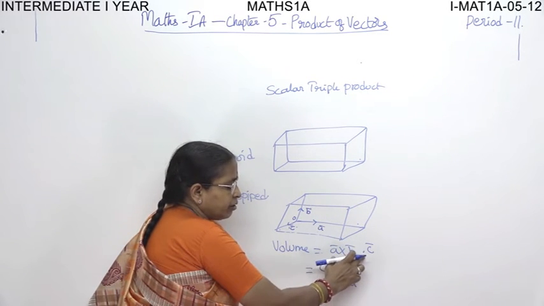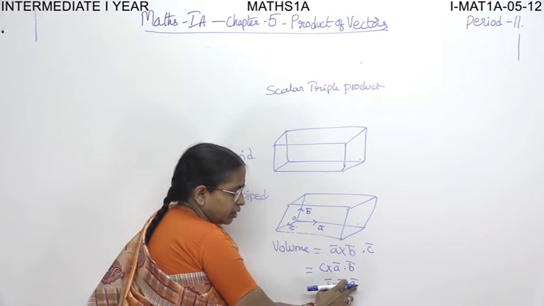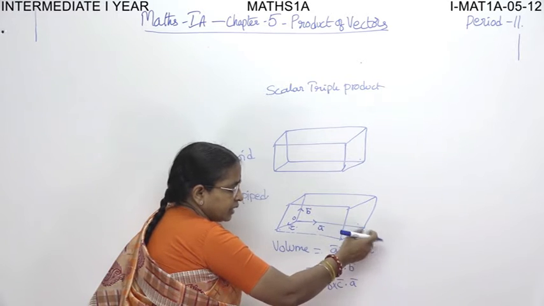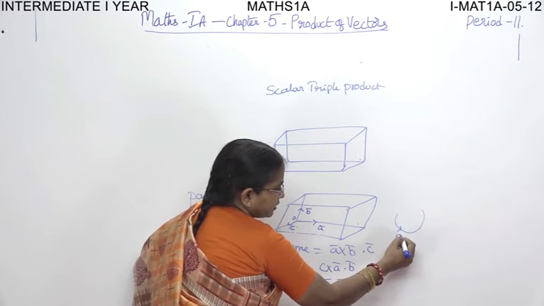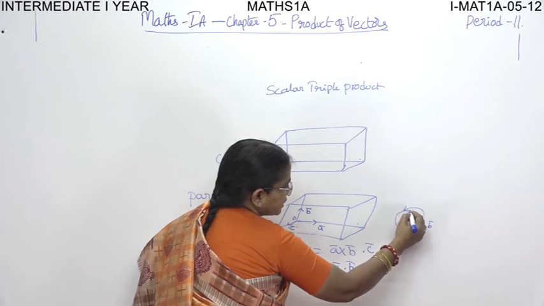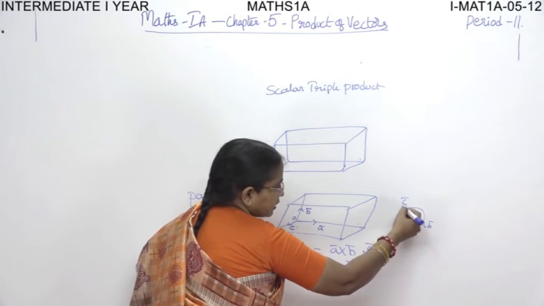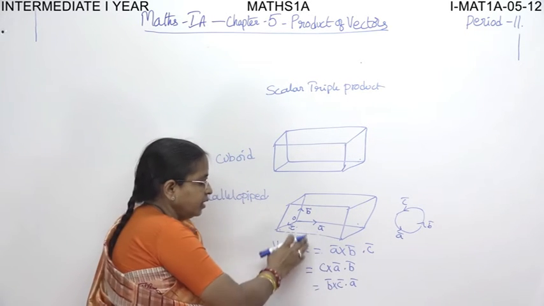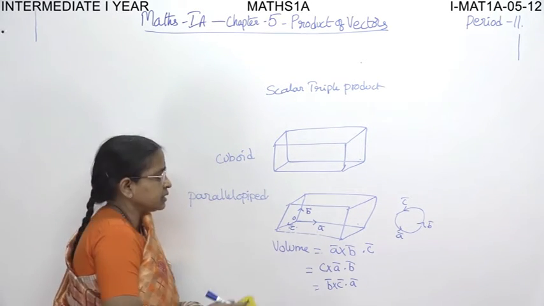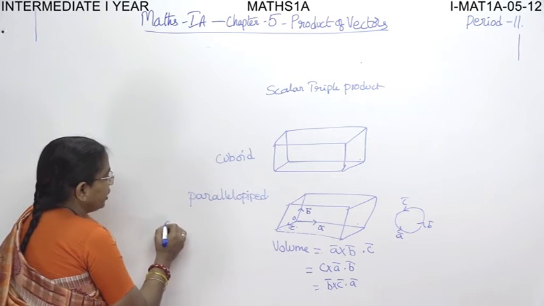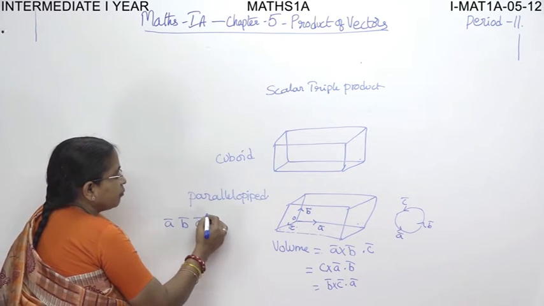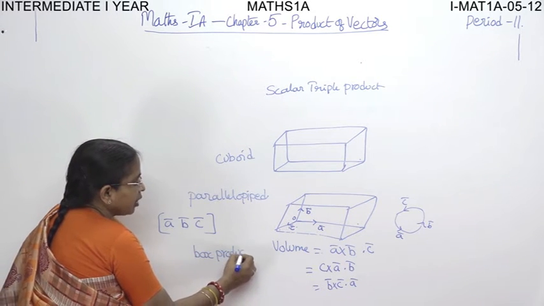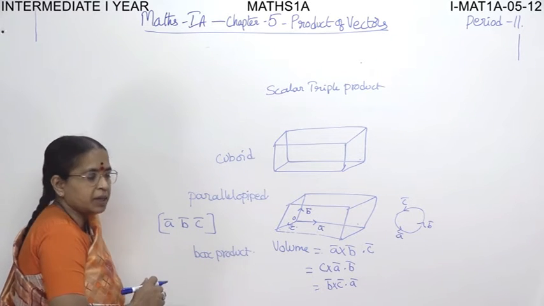So A cross B dot C is the same as B cross C dot A is the same as C cross A dot B. That means when the cyclic order is maintained, A, next B, next C, then again B, C, A or C, A, B, this scalar triple product value remains the same. So what we do is we denote this scalar triple product by this symbol. It is called the box product of the three vectors A, B and C.